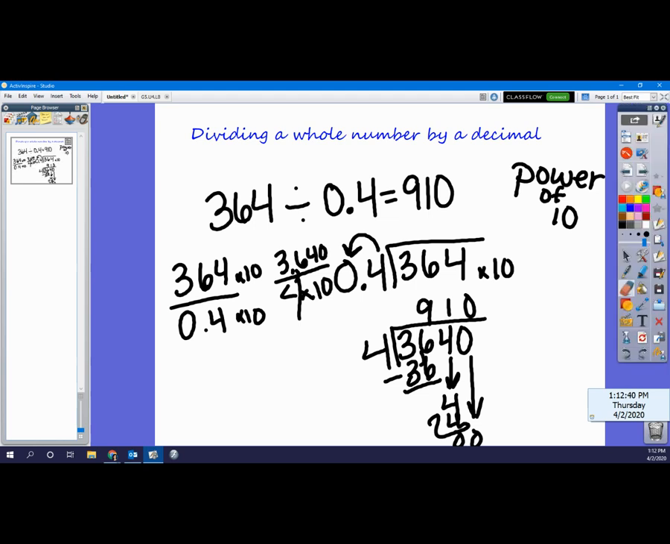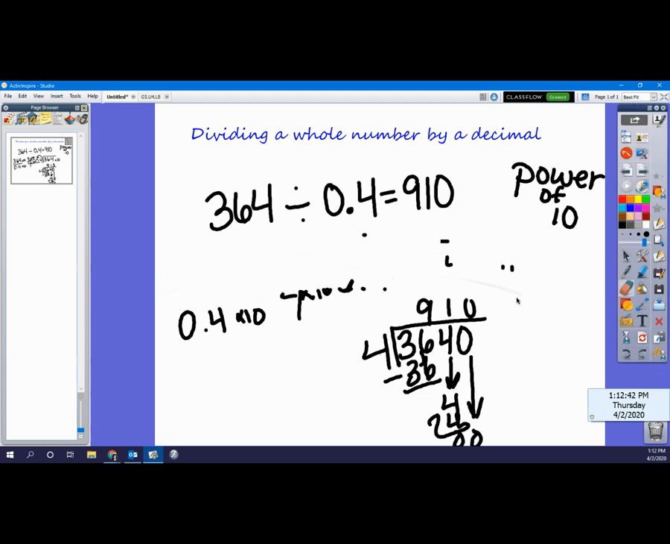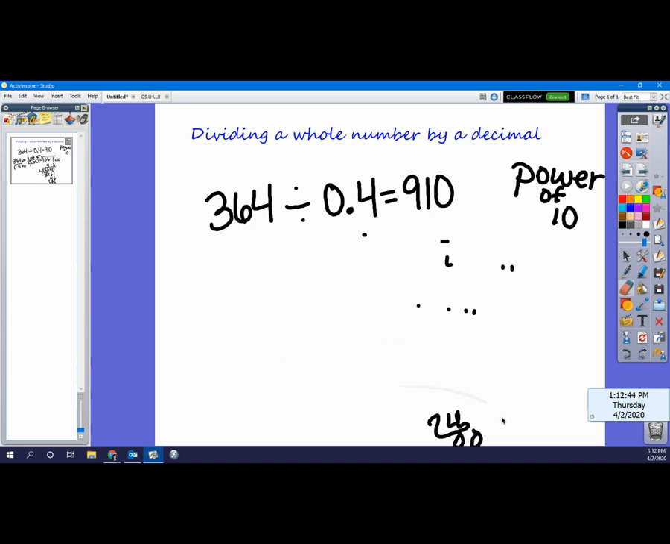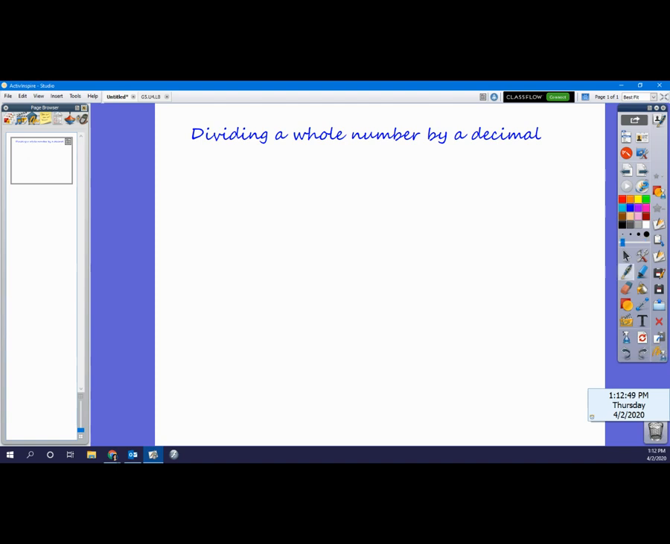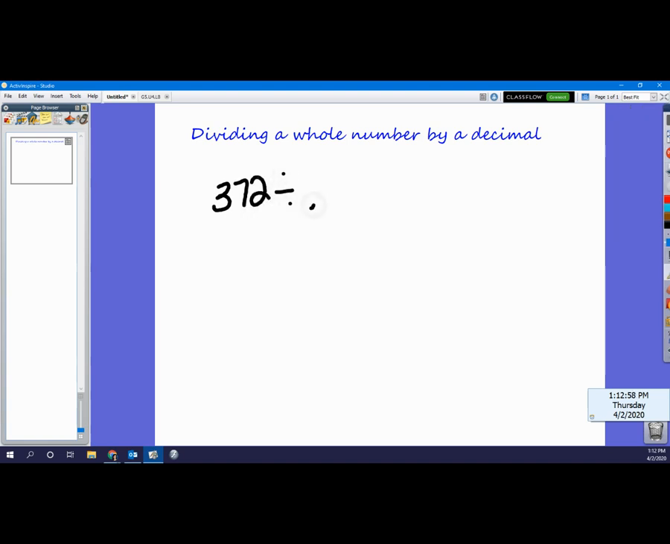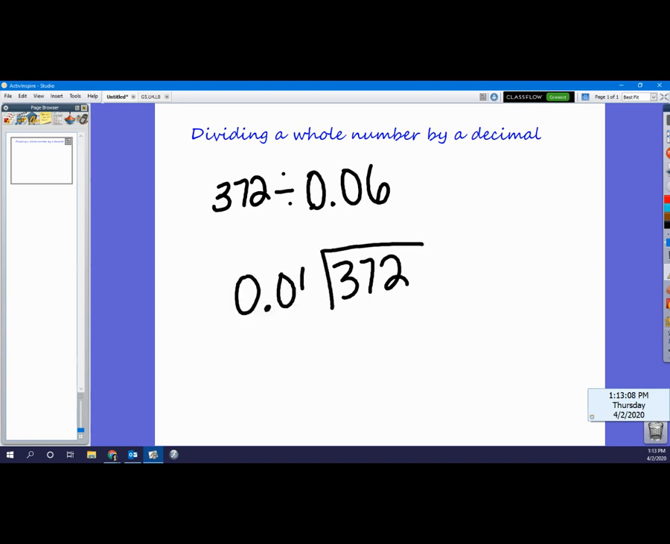We're going to do one more. Let's just go like this. All right, if we did 372 divided by, let's say, 600ths. So you can see that I've increased the number of digits behind the decimal this time.